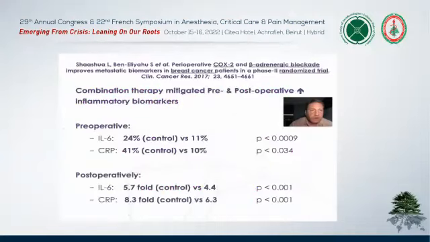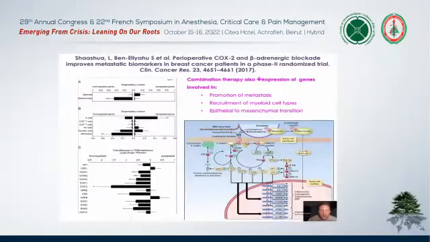This combination therapy really resulted in a significant reduction in pro-inflammatory cytokines and CRP levels after surgery. And also there was significant reduction in expression of genes involved in promotion of metastases or recruitment of myeloid cell types and epithelial to mesenchymal transition.